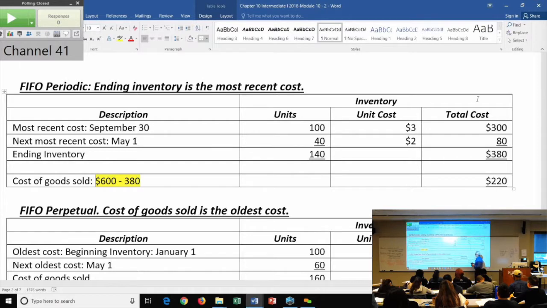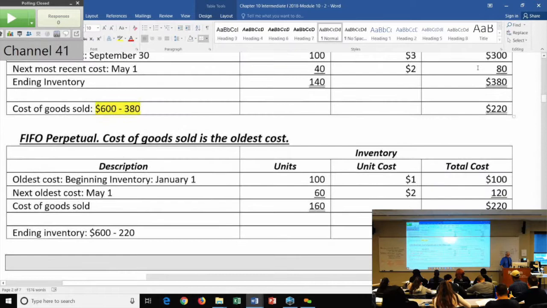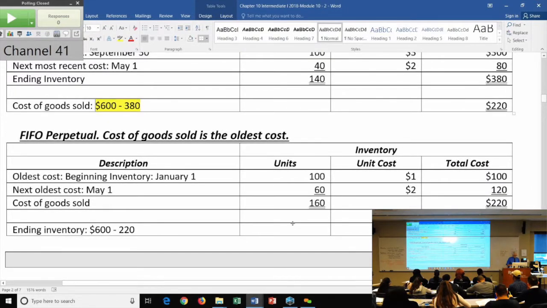So that is going to be the periodic system. The good thing about FIFO is that for a multiple choice question on the CPA exam, FIFO periodic and FIFO perpetual are the same. So FIFO is a natural perpetual flow. If we now move to perpetual inventory, we're not going to focus on ending inventory, we're going to focus on the cost of goods sold. First in, first out: cost of goods sold will be your oldest cost.